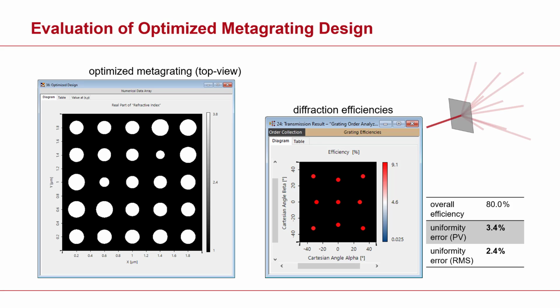And the uniformity error has gone from 16%, 17%, 25% all the way down to the single digits: 3.4% in the case of peak to valley and 2.4% in the case of root mean square. So this illustrates the whole process, the whole workflow for the design of a beam splitting metagrating that has non-paraxial behavior.